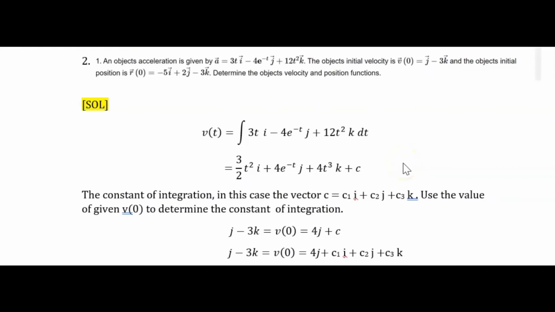Next, we'll go to the second example. An object's acceleration is given by 3ti - 4e^(-t)j + 12t² k. The object's initial velocity is j - 3k and the object's initial position is -5i + 2j - 3k. So determine the object's velocity and position function. To determine the velocity function, all we need to do is integrate the acceleration function.